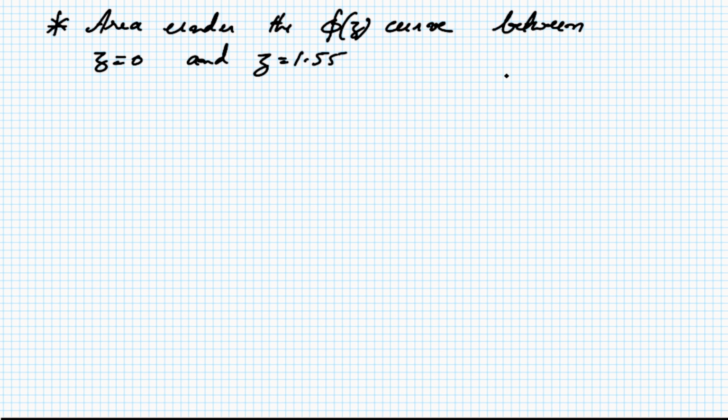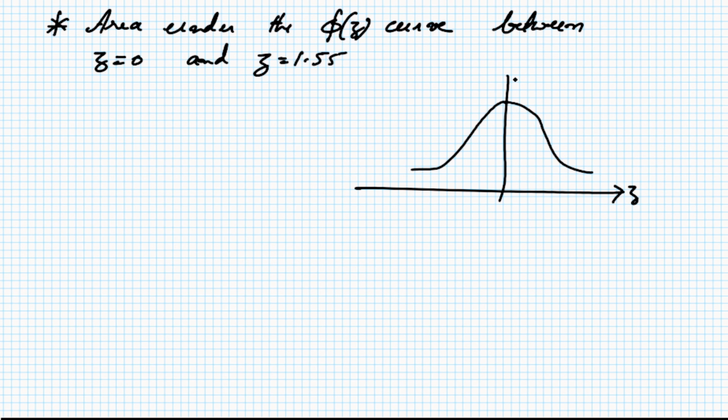Let's say we have this is the z, this is the phi of z, something like this. So I am saying that we have 2 points. One is 0, one is 1.55. What is this area is what I am asking. Literally, if you want to do the calculation manually, then I want to calculate that area, which means it should be integral 0 to 1.55 phi of z dz.